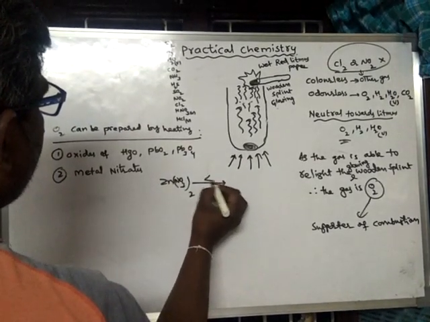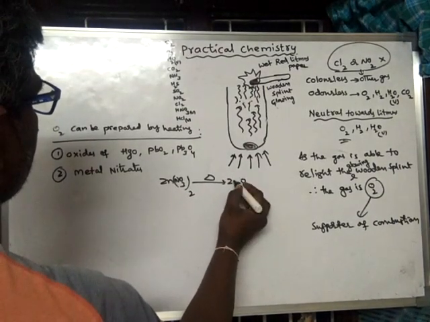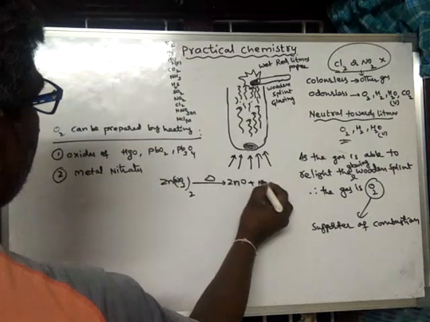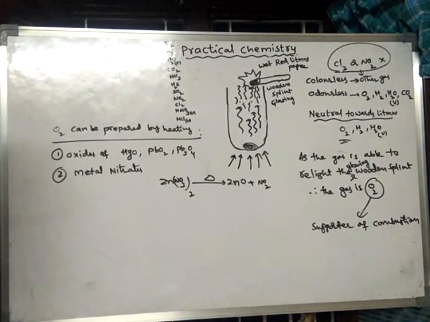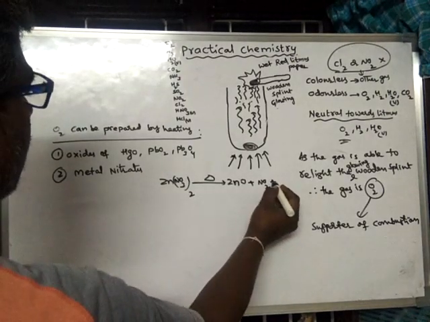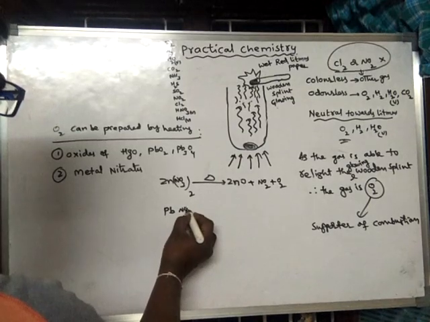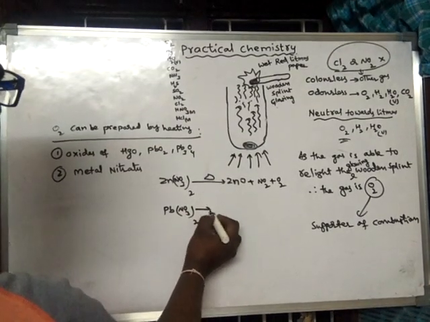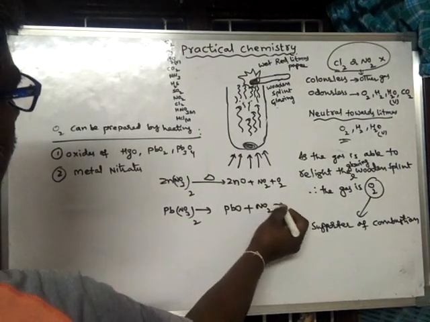What happens upon heating? It produces zinc oxide plus NO2, along with oxygen. Take lead nitrate. Even lead nitrate produces lead oxide, lead monoxide, NO2 plus oxygen.